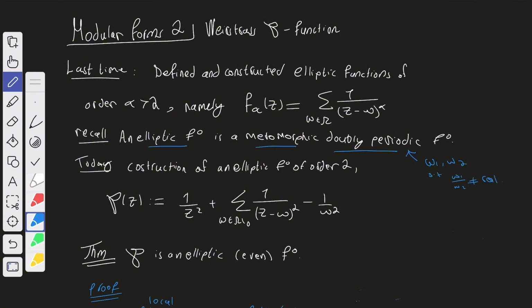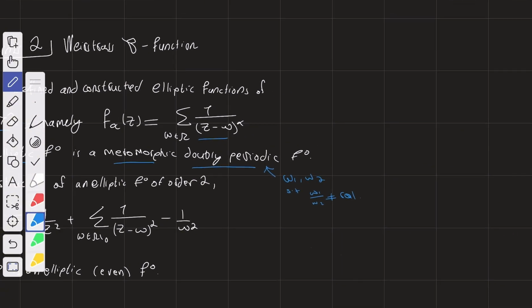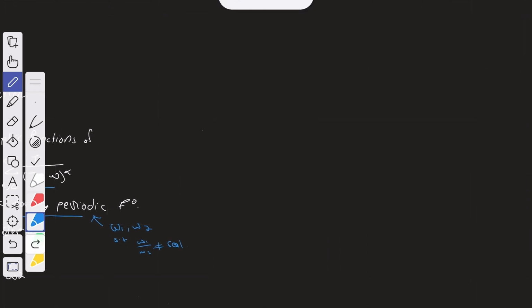And what we did in the last video is that we managed to prove that functions that take the form the sum over omega of 1 over (z minus omega) to the alpha is actually an elliptic function whenever alpha is strictly bigger than 2. And just as a quick recap, I remind you that to prove this, we needed the fact that this sum of 1 over omega to the alpha, as omega ranges over the lattice generated by omega 1, omega 2, is absolutely convergent precisely when alpha is strictly bigger than 2.